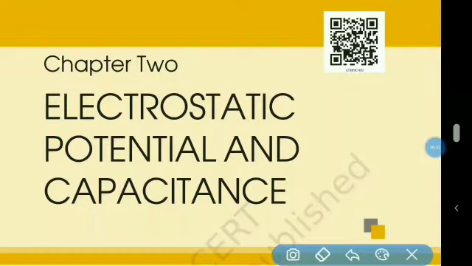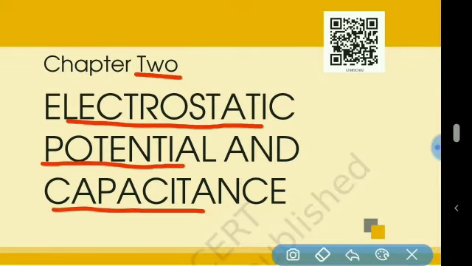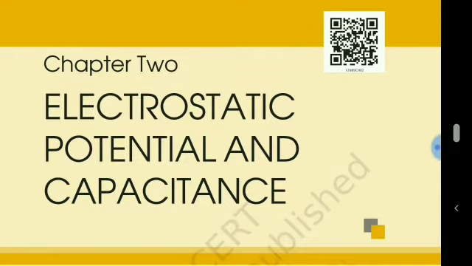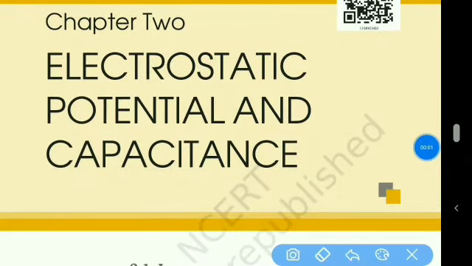Hello students, today we are going to start chapter number 2, electrostatic potential and capacitance. Students, we have already studied the potential and the potential energy related to the earth in the chapter of gravitation. So here also many things are similar.